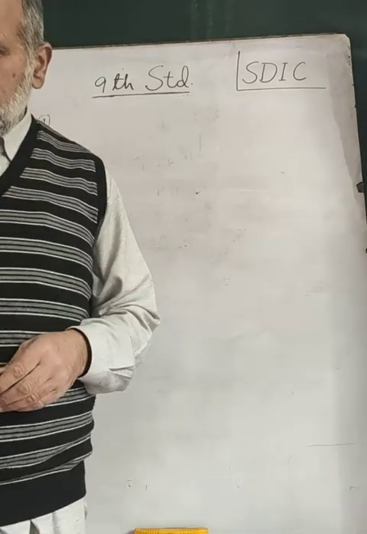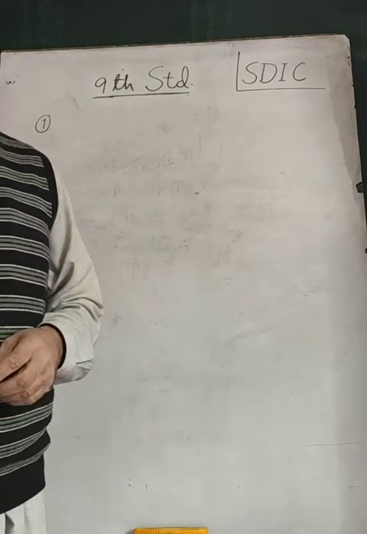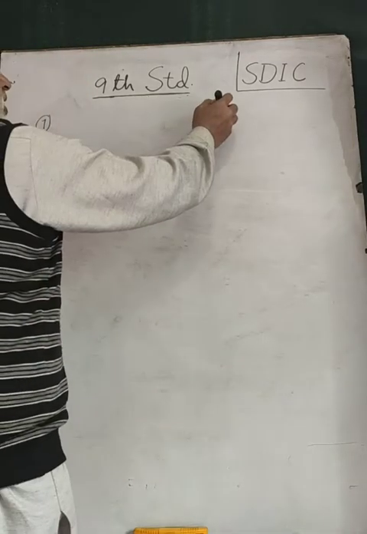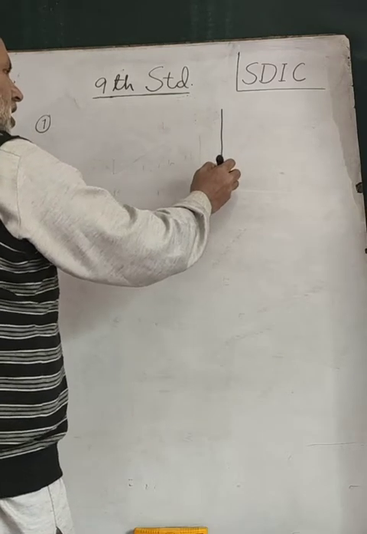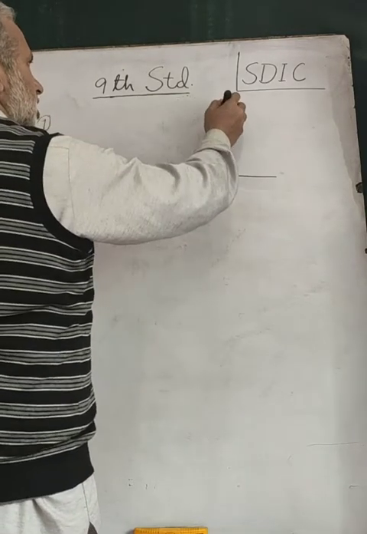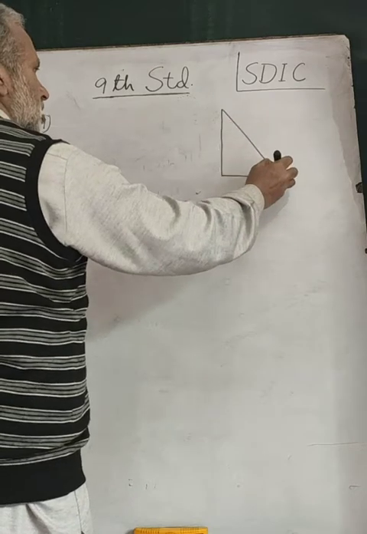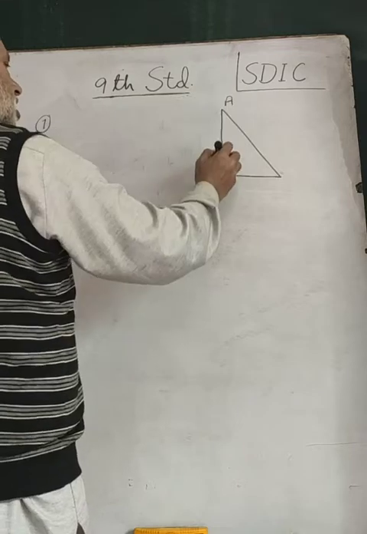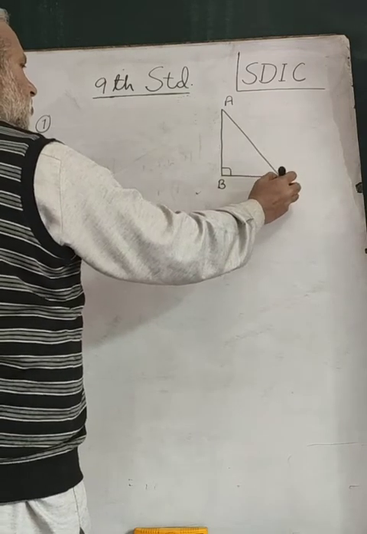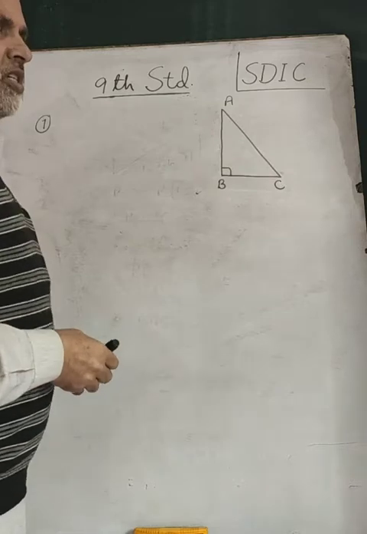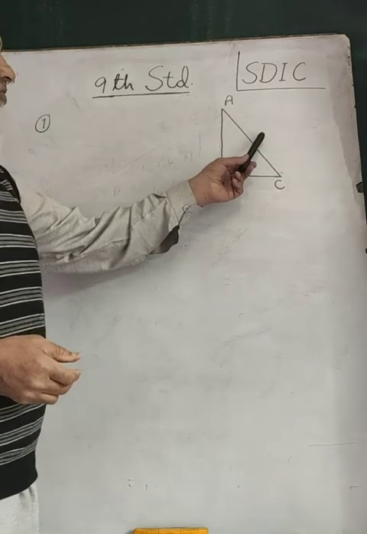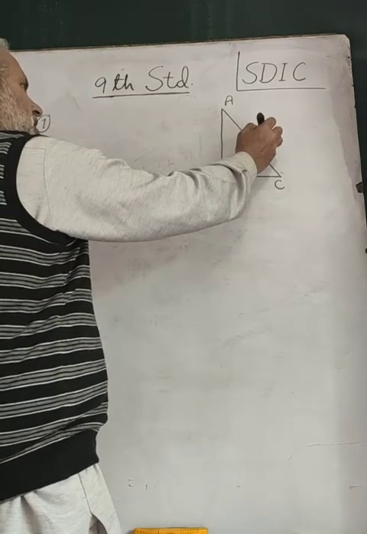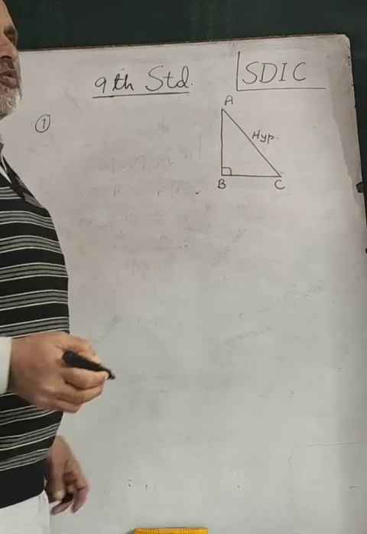The statement of this question reads: show that in a right angled triangle, the hypotenuse is the longest side. You draw a right angled triangle. Consider this to be a right angled triangle. Let us name the triangle as ABC. It is right angled at B, and therefore AC will be the hypotenuse. The side opposite to the right angle in a right triangle is called the hypotenuse.